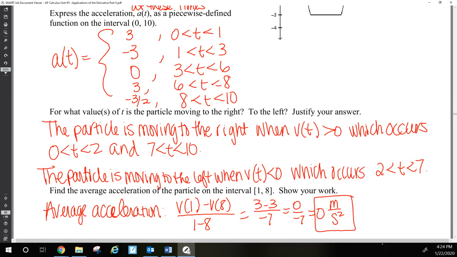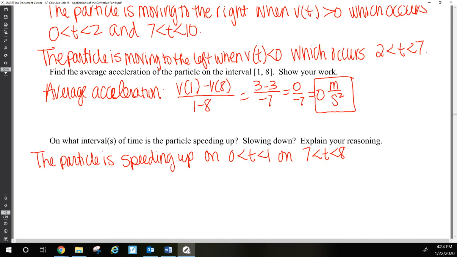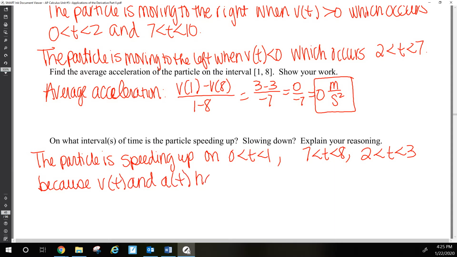Is there a place where they're both negative? We're negative between 2 and 7. Between 2 and 7, is my acceleration negative? Yes, my acceleration is negative between 2 and 3, and then again after 8, but that's not what we're worried about. We're just worried about between 2 and 7. So between 2 and 3, they're both negative, and so we would be speeding up, because V of t and A of t have the same sign. They're both positive, or they're both negative.